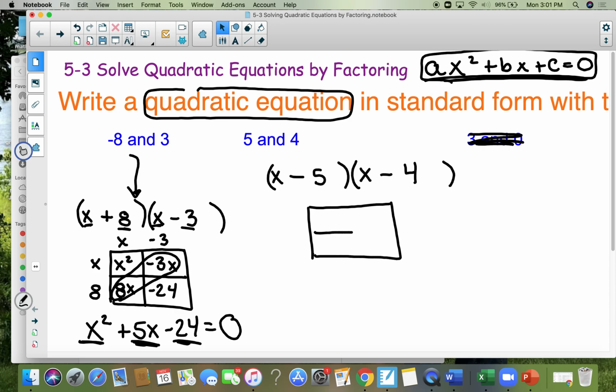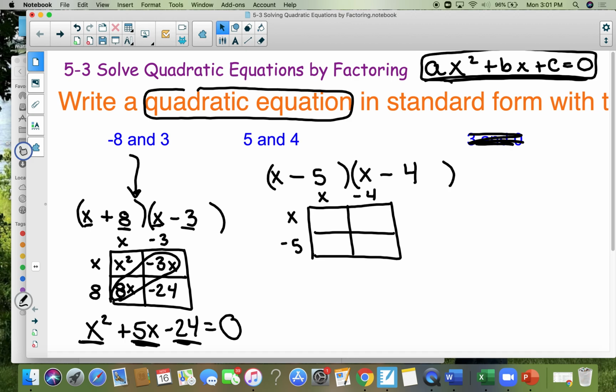Okay, now what I want you to do is make yourself a box chart, and maybe on your homework it'll already have one. I'll have to look at my worksheets. You're going to put an x and a -5. You could put that horizontally or vertically, it doesn't matter. And then another x and a -4. So it looks just like the parentheses.